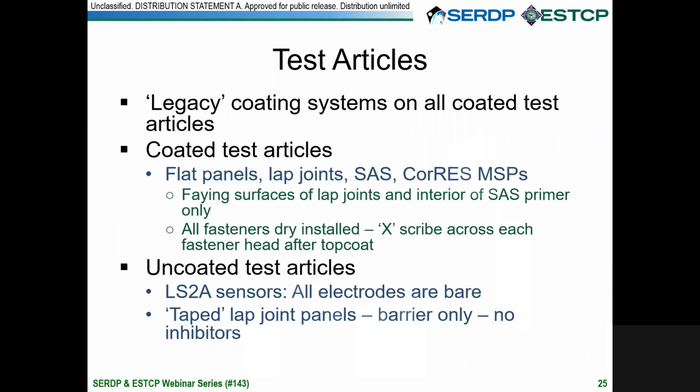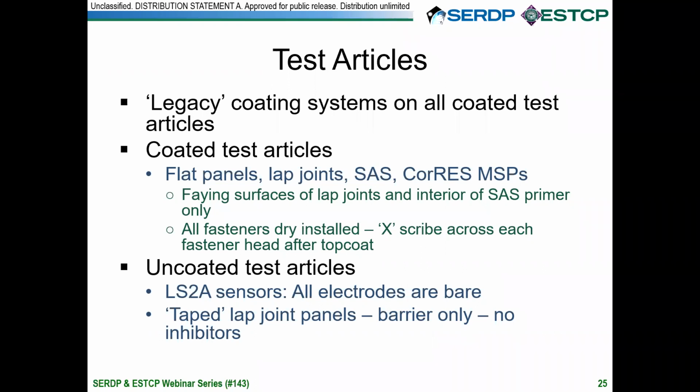So a little bit more about the test articles. They're all coded using legacy coding systems. I mentioned before that hexavalent chrome has become kind of a hot topic, and we're trying to transition the fleet into non-chrome paint systems. That particular part of it didn't make it into the test plan, so they're all using the chromated paint systems right now. We do see a future in which we do some similar testing for non-chrome systems, but this is just within the scope of this test here.